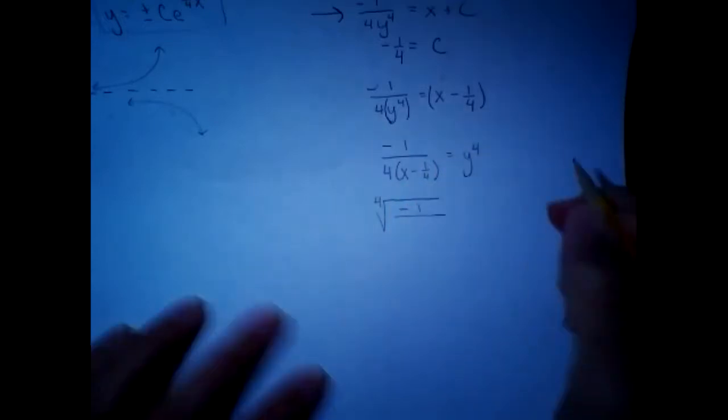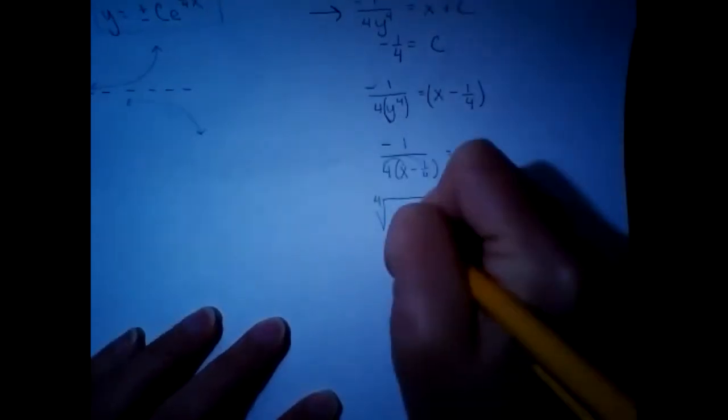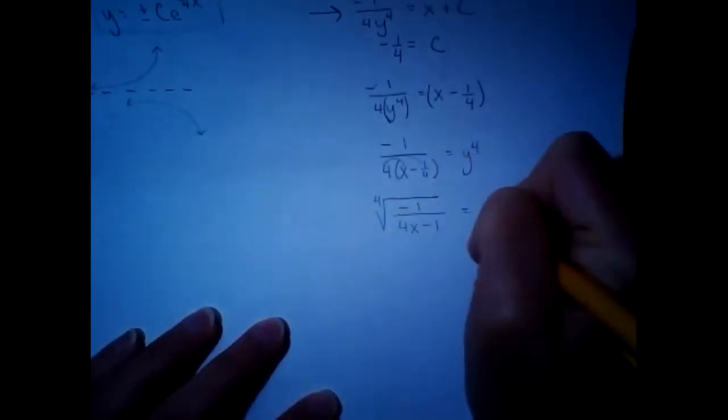And you can keep it exactly like it is, but a lot of people distributed the 4. So I'm just going to go ahead and do that. It would be 4x minus 1.